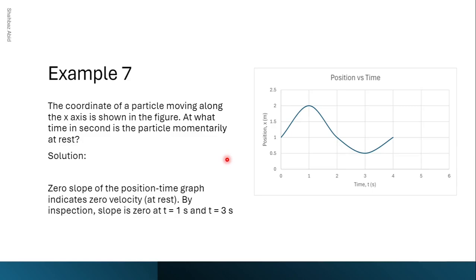As we have mentioned, zero slope of a position versus time graph indicates that the object is at rest. So in this case, the slope at the top here at t equals 1 is 0, and the slope at t equals 3 is equal to 0. So at t equals 1 and at t equals 3, the object is going to be at rest momentarily.